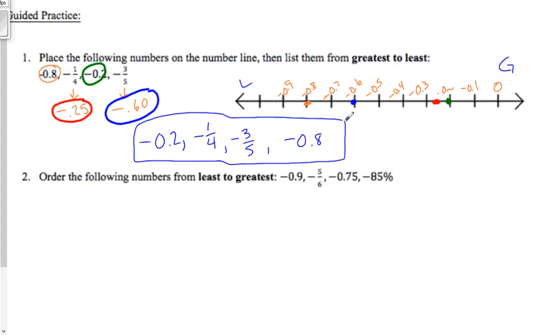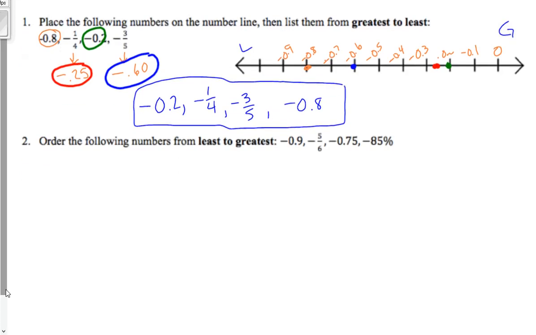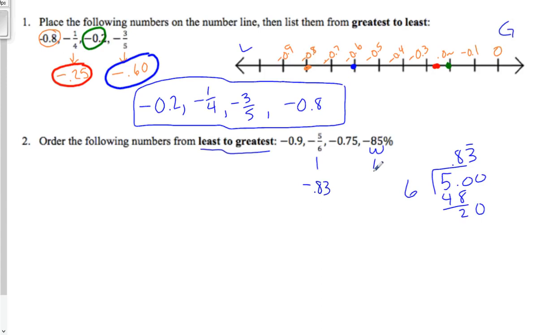That is my solution. All right, so on this one, they don't give us a number line, and they want us to order them from least to greatest. So negative 5/6, that's one that we're going to have to work out because it's not a benchmark. So we still need the decimal equivalent. So 6 goes into 58 times, that's 48 with 2 left over, and it's going to be repeating. So this is going to be negative 0.83, and then this we have to change, and so this is going to become negative 0.85.